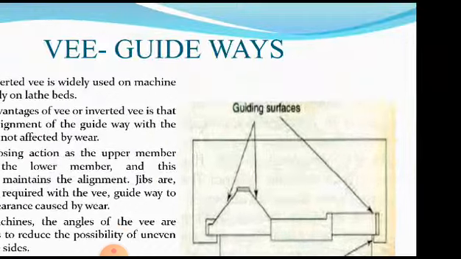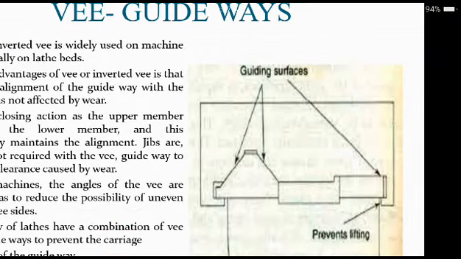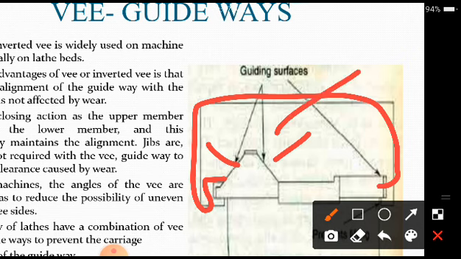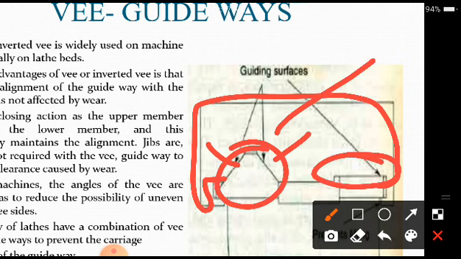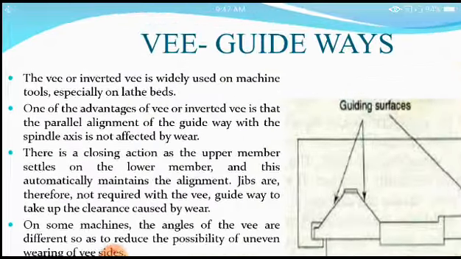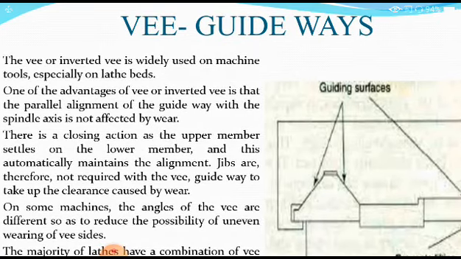Observe carefully. Here this is called the guiding surface. This portion, from here to here completely, is called the moving element, and this is the stationary element. The V or inverted V is widely used on machine tools, especially on lathe beds. You can see these guideways which are fastened on the top portion of the lathe bed.